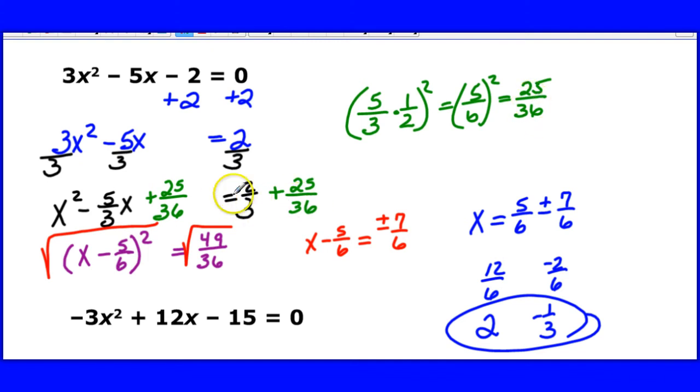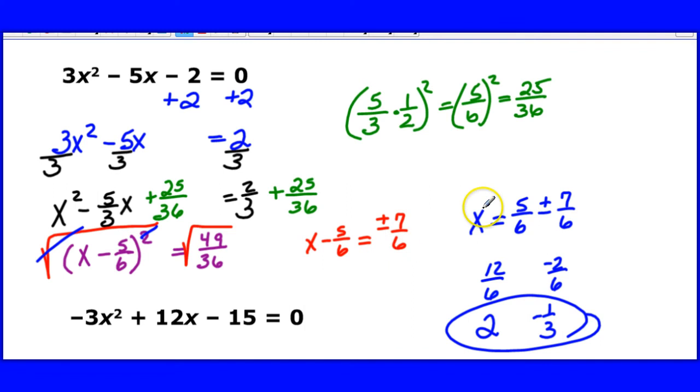Okay, here we need a common denominator. It's going to be 36. That's going to give us 49/36. Square root both sides. The square and the square root cancel out with each other to leave you x minus 5/6. And then the square root of 49/36 is plus or minus 7/6.